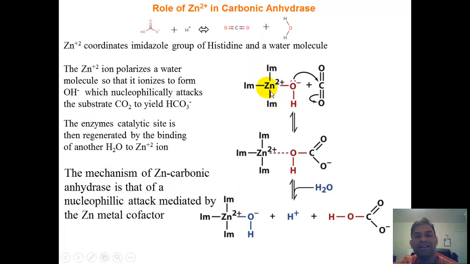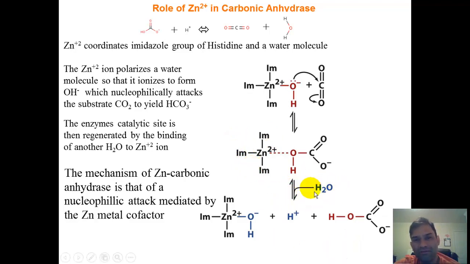So what the zinc plus 2 does, and here are the 3 imidazole groups. That's the side chain of histidine, the imidazole group. What the zinc does here is that it makes the water molecule actually more OH-like. It actually tugs and pulls on the water molecule so much that it liberates an H+. When it liberates an H+, what you have left is an OH-. That's coordinated with the zinc. Okay, it's coordinated on 3 other ligands with the histidine side chain, the imidazole group.